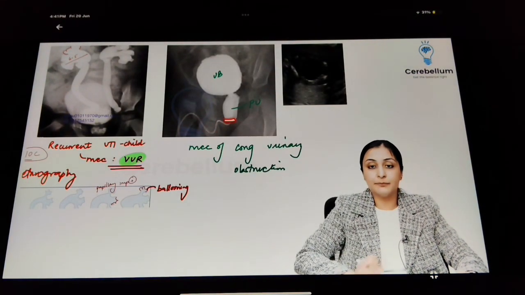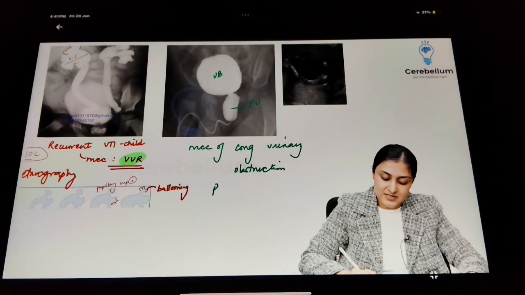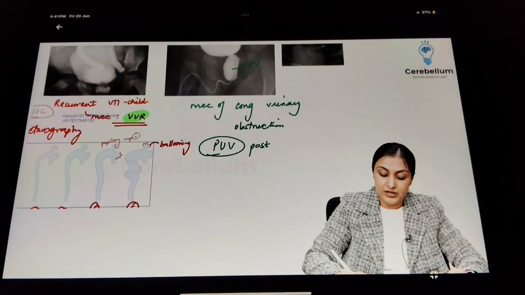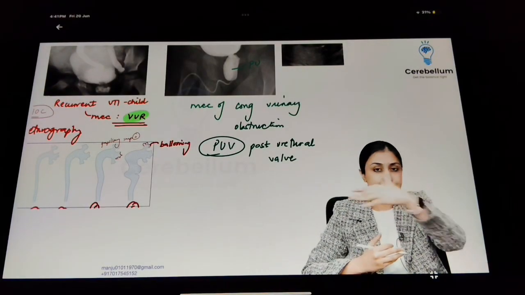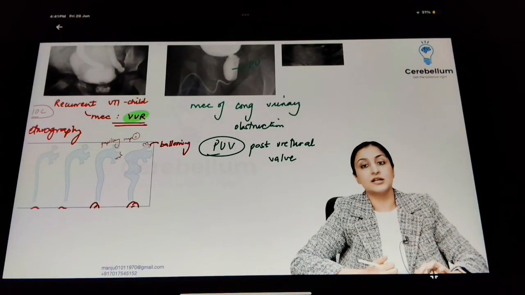So this means there is some obstruction here. So what is that? That is a posterior urethral valve. There is a valve-like membrane at the level of the prostatic urethra, usually at the level of the verumontanum, which does not allow the urine to pass, resulting in urinary obstruction.